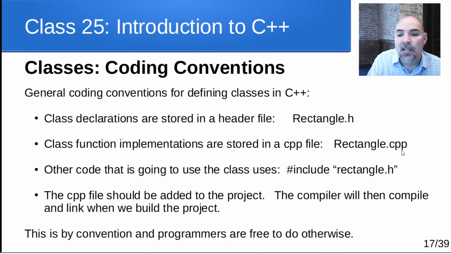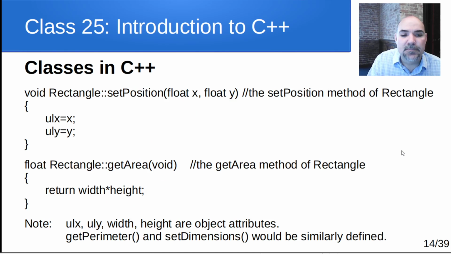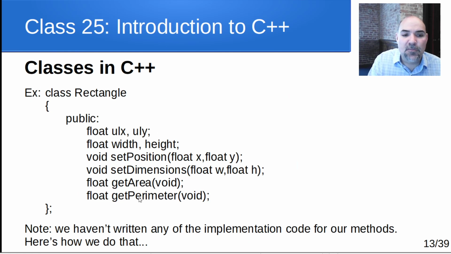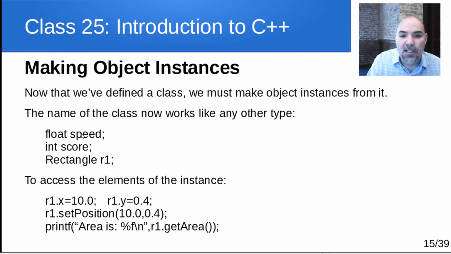So in other words, looking at this code we had back here, these things would be stored in the .cpp file, rectangle.cpp. These things back here, this class definition here, would be stored in the rectangle.h.